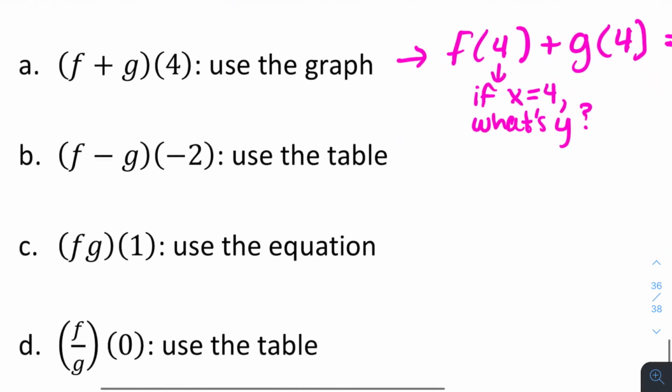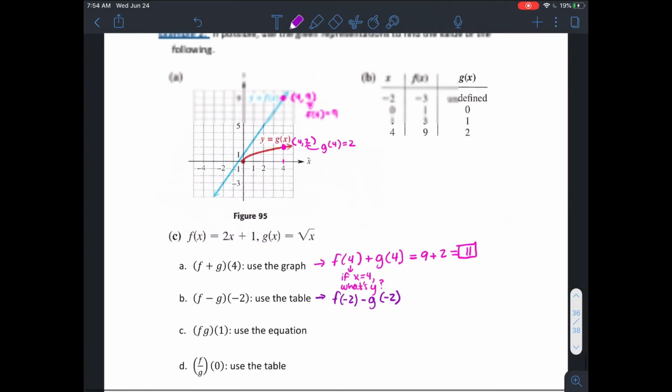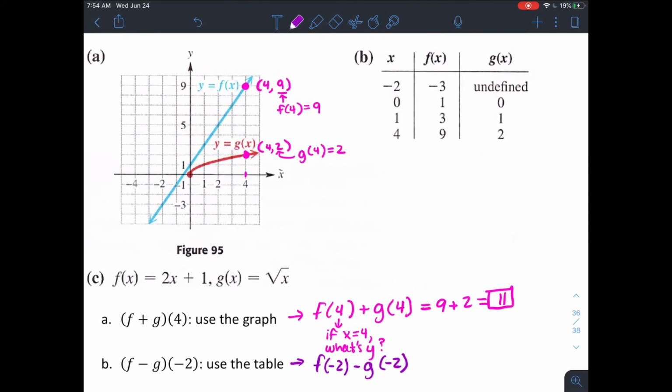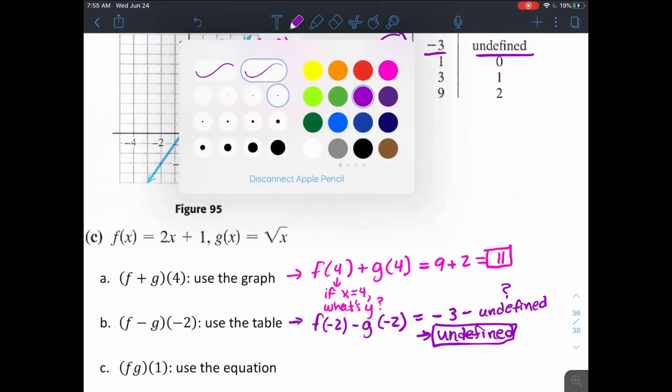Using the table for f minus g of negative 2, similarly, I'm going to look at them individually. So I'll look at f of negative 2 and g of negative 2 and then subtract them. So if I go over to my table and find where my input value is negative 2, it tells me f of x and g of x. F of x is negative 3, g of x is undefined. So what I'm trying to do is negative 3 minus an undefined value. But if I have an undefined value, I can't really subtract that. So my total combined result is still going to be undefined. It's not really said what it's equal to.